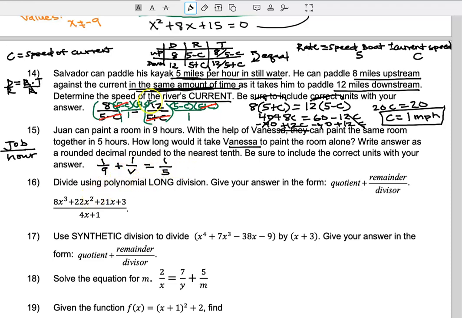And now, just like we did before, we've got to multiply every single part by the LCD, kill it off so that we can solve for our V. So 5 times 9 is 45 times V. So 45V is going to be my LCD.